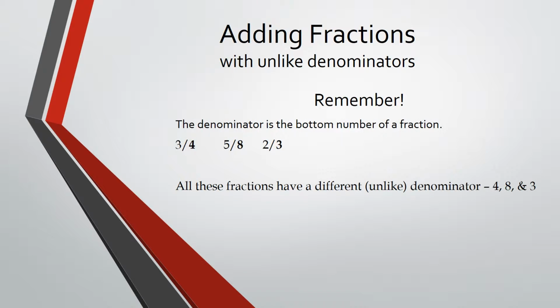So let's have a look at adding fractions with unlike denominators. Now remember, the denominator is the bottom number of a fraction. So in this example, 3/4, 5/8, and 2/3, the 4, the 8, and the 3 are our denominators. And they're all different. In other words, they're unlike. That's what we mean by unlike denominators.